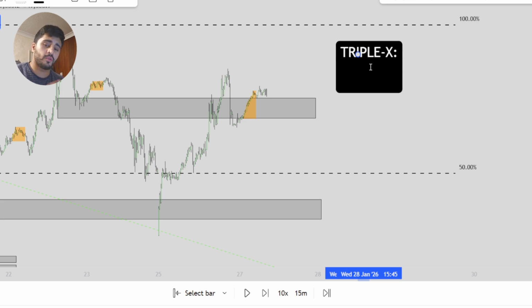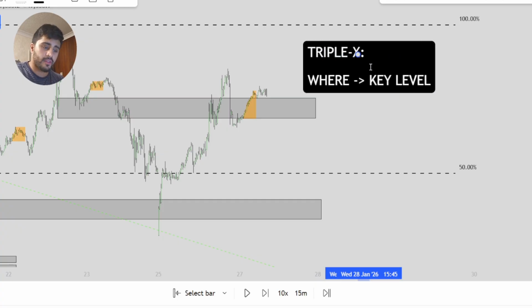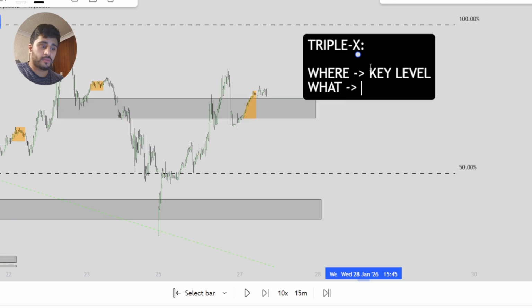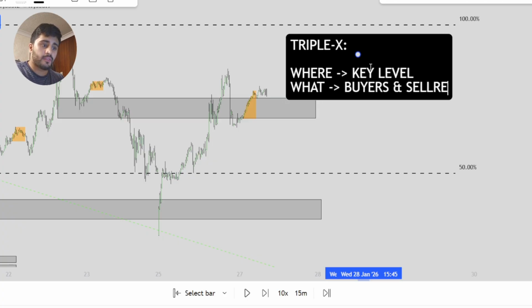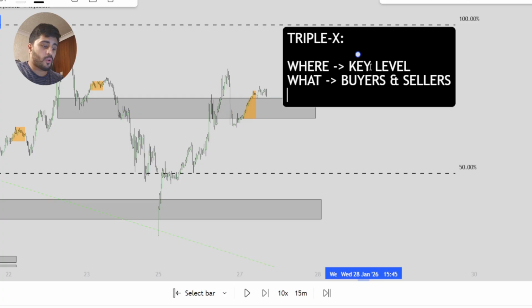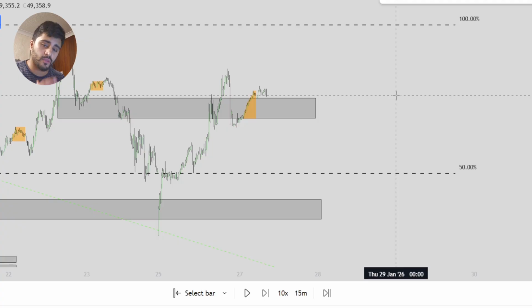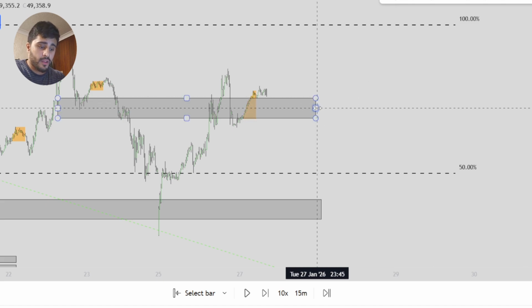The triple X model can be boiled down to three things. You want to know where to trade from. This is your key level. You've got to have a key level. You then need to know what to look for, so this is going to be buyers and sellers. And the final thing you want to focus on is why. Why does the market actually go down in this case? Yes, we're in a premium, but we want to focus on key levels and order flow to give us a precise reason as to why the market moves down. So let's break this down.